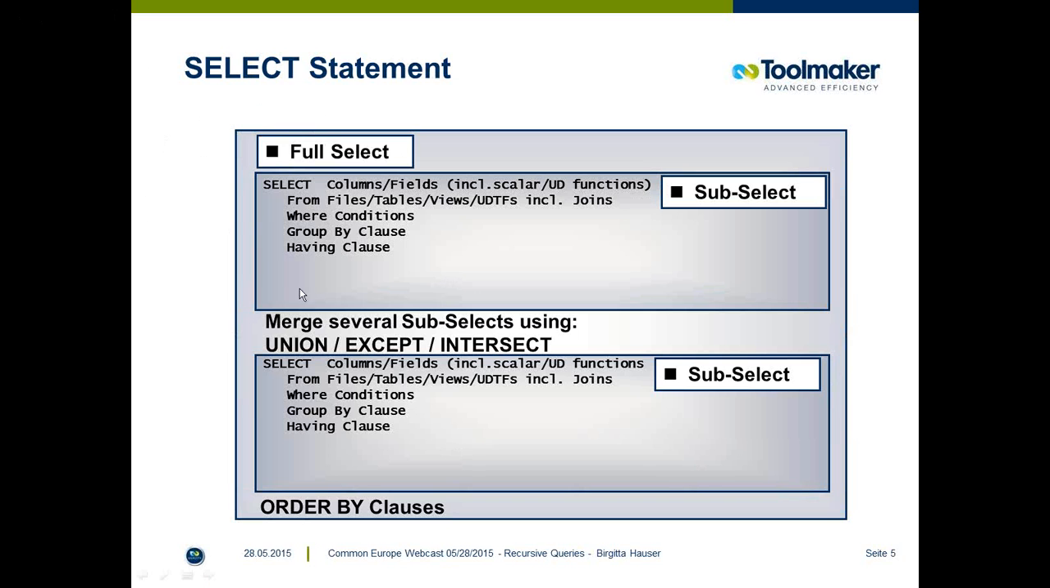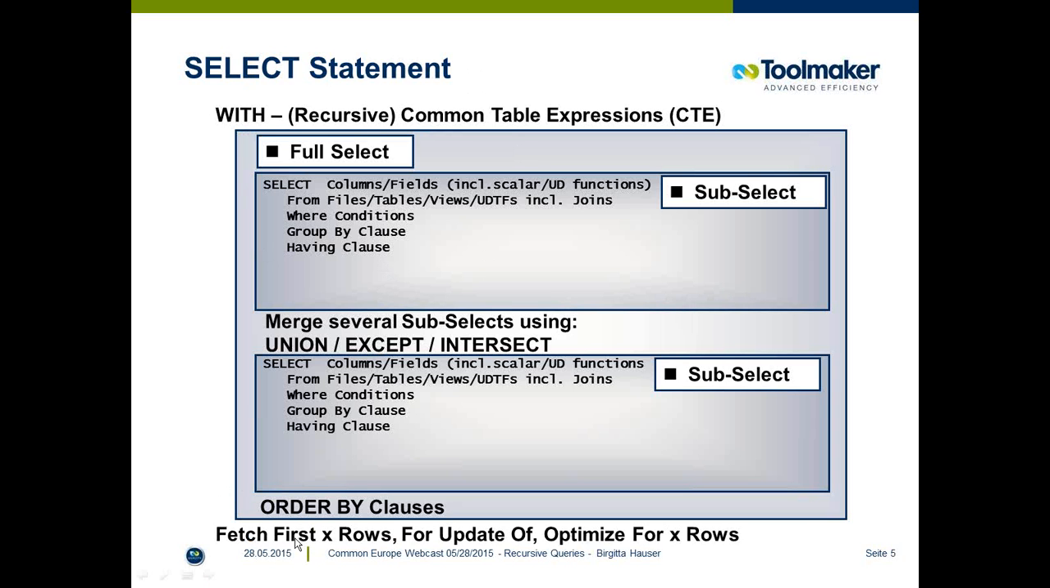What we see here is the full select, but we also have common table expressions. And those common table expressions are important for our recursive common table expression analysis. A common table expression is something like a temporary table or a temporary view that can only be used in composition with the final or full select statement. And then we have some other information: fetch first X rows only, or for update of, or optimize for X rows. Those are additional things that are also part of the SQL statement.